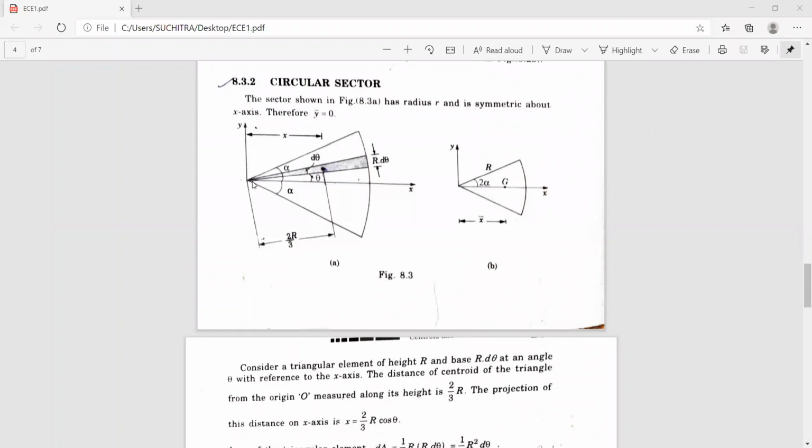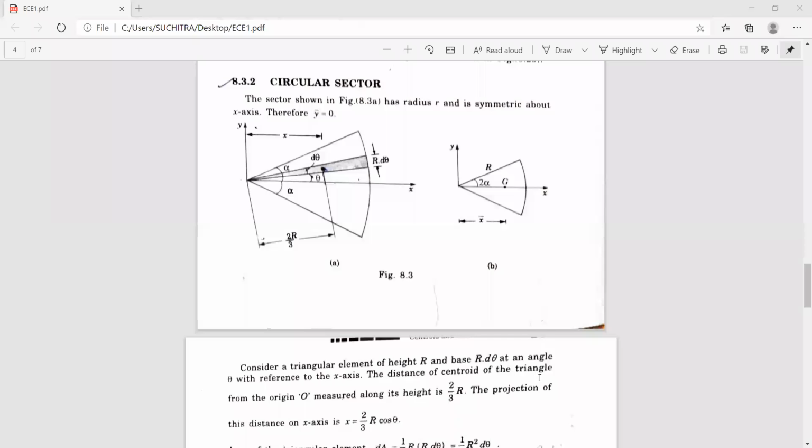So this x distance is nothing but, if you consider this triangle, this is the adjacent side, this is the opposite side, and this becomes the hypotenuse. So the value of x will be 2/3 r cos theta. Now consider a triangular element of height r and base equal to r d theta at an angle theta with respect to the x-axis. So this triangular element makes an angle theta with respect to the x-axis.